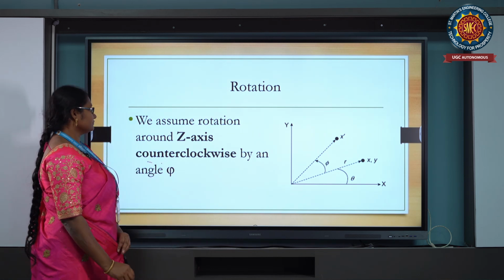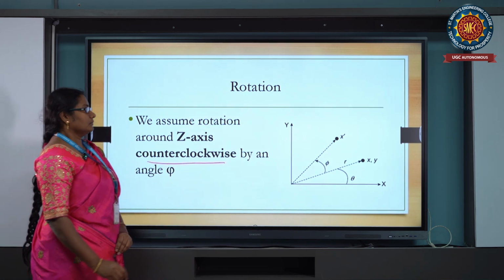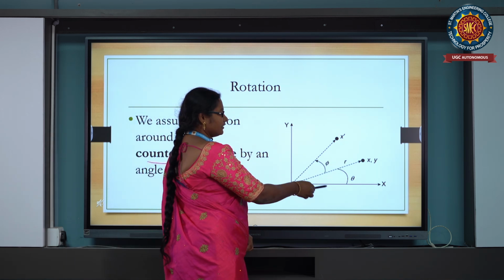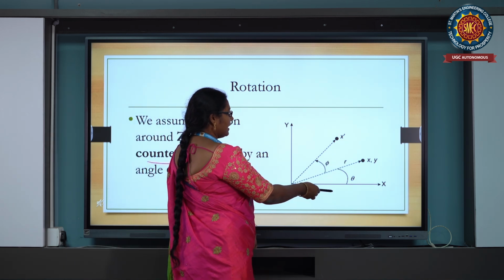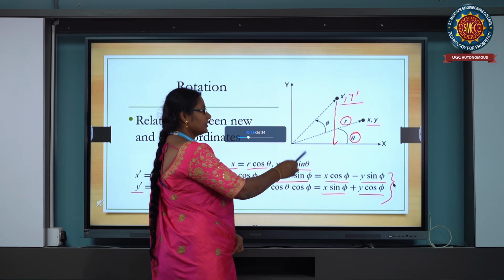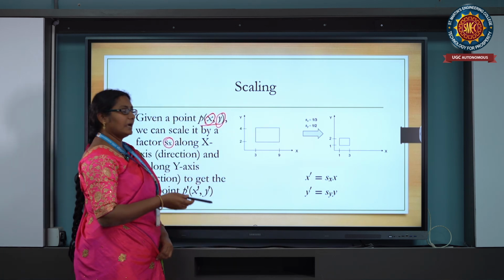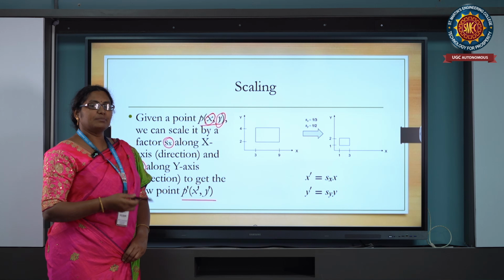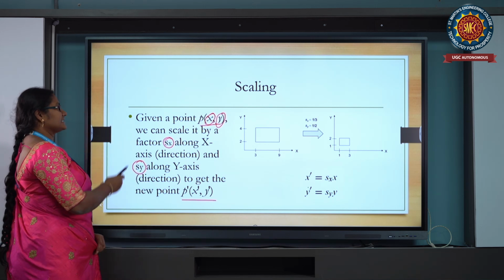Okay, so here this is considered as the hypotenuse. Here we are using cos theta and sin theta. Cos theta is adjacent by hypotenuse and sin theta value is opposite side by hypotenuse.